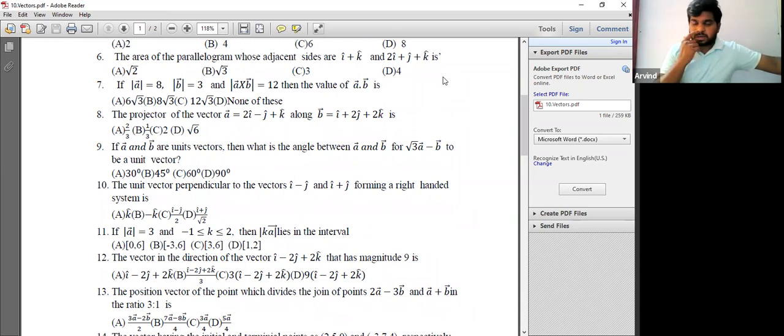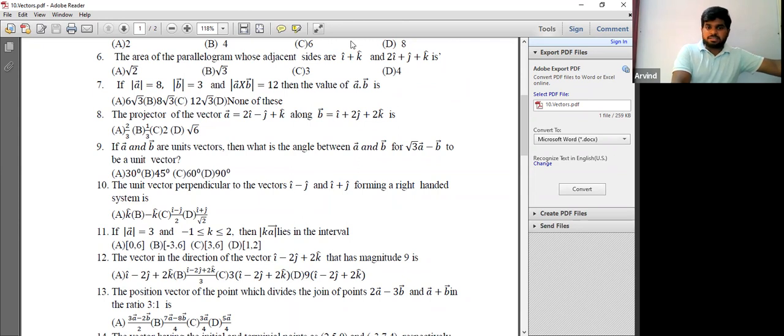A cross B is equal to mod A mod B sin theta into n cap, where n cap is the unit vector which is perpendicular to both the vectors. So you have to find that unit vector. If you don't know the formula, it is A cross B divided by modulus of A cross B. That's it. First find A cross B.